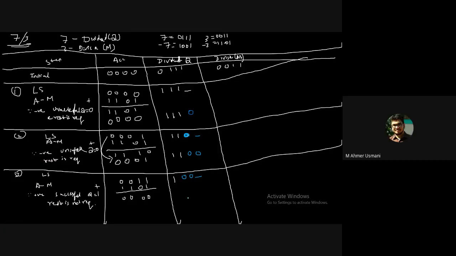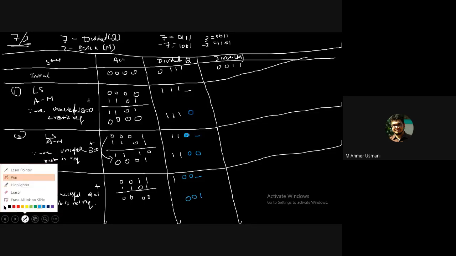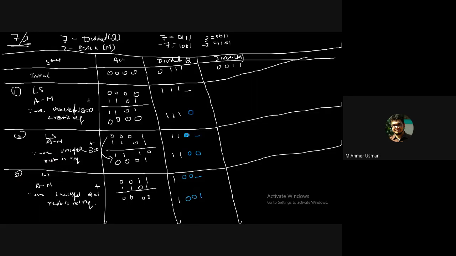I'll be making this as 0 0 1 and this bit will be made as 1 and no restoration is required, so you'll get the same bit, which is 4 times zeros. Okay, this is step number 3.